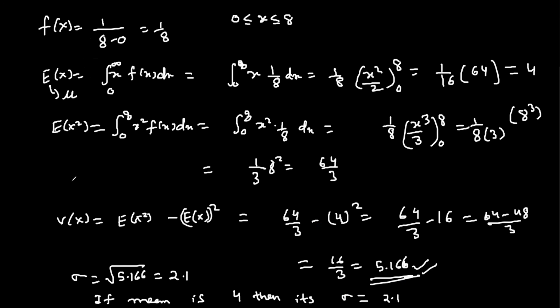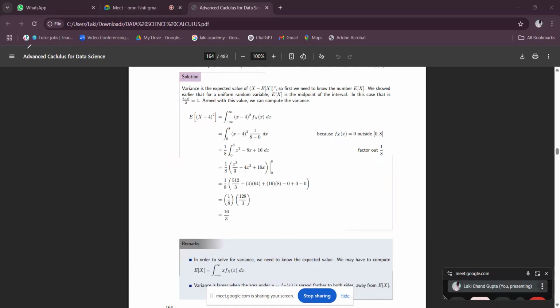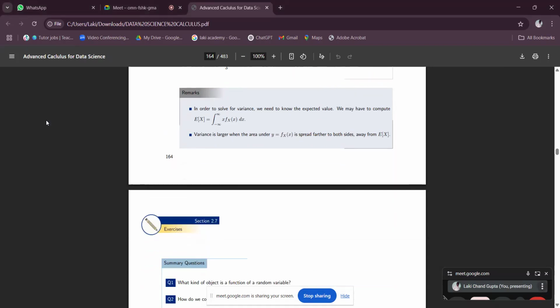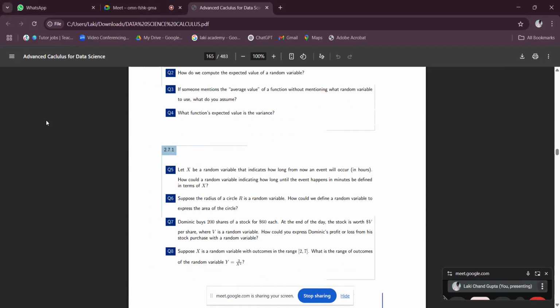Okay, so the f of x here is 1/8, right? Okay, done. 16/3, right?